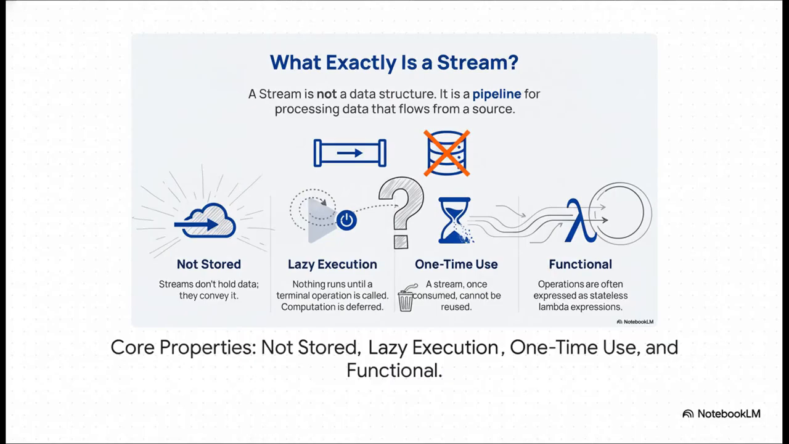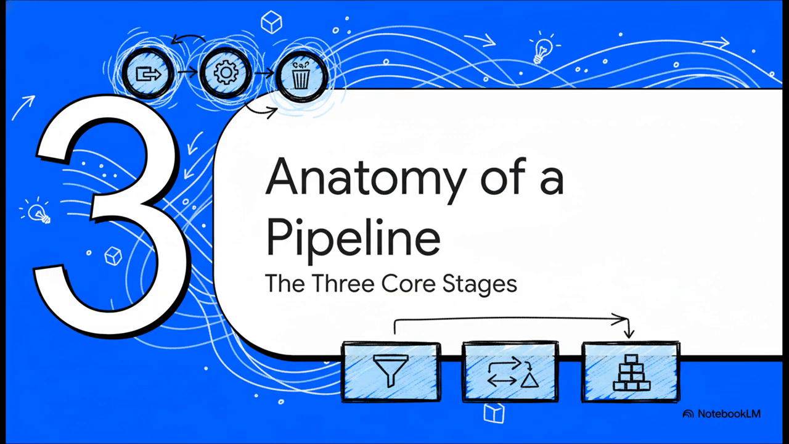So let's break that down a bit more. Like we said, streams don't store data, they're one-time use, and they're functional. But that one in the middle, lazy execution, that's the secret sauce. That's the magic. It means when you chain all your stream operations together, Java doesn't actually do anything. It just builds a plan. It's not until you ask for the final result, that terminal operation, that the data starts flowing. And this is super efficient. It means if you're looking for the first item that matches, you might not have to process the entire collection. It's brilliant.